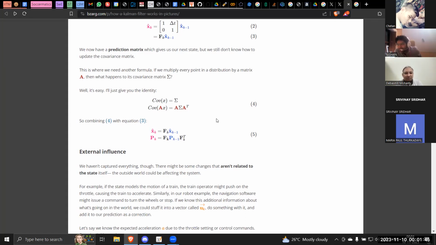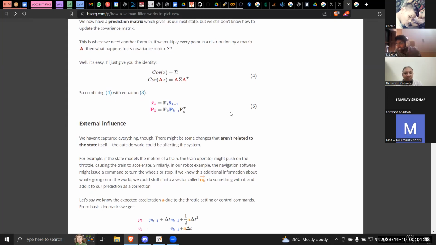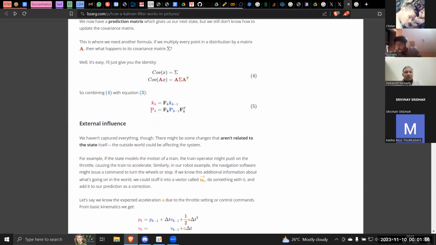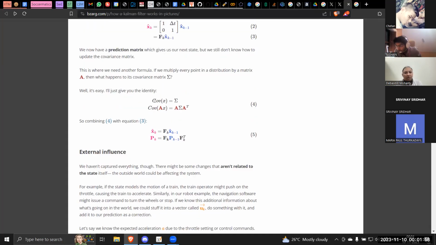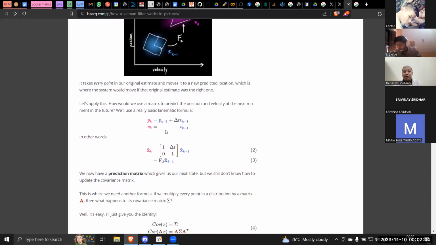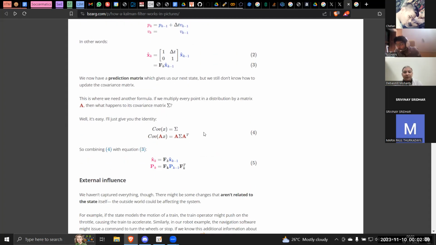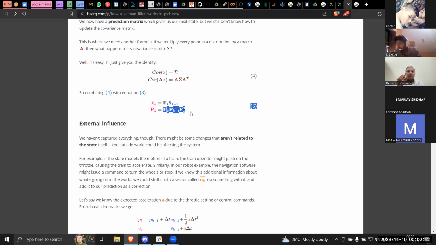Okay. So combining equation 4 with equation 3, we have xk and Pk. Pk is the prediction matrix. So the updation formula we got: Pk is again because we are multiplying with Fk, just like AX. You pre-multiply with Fk and post-multiply with the transpose of Fk. That's it. Kind of a speedy formula, isn't it?